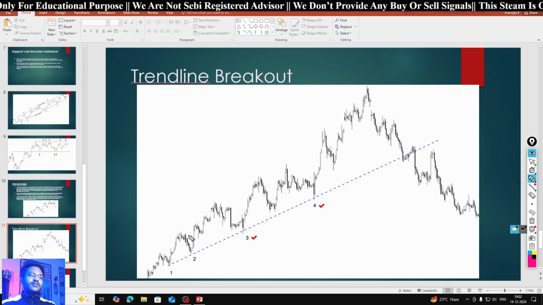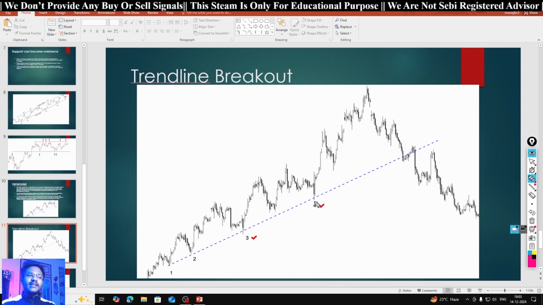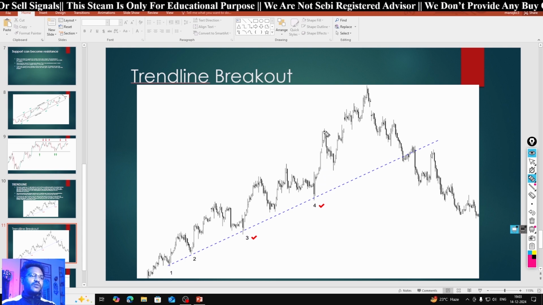So you could see here, after 1, 2, and 3 touch points, this 4th touch point gave me an idea that once it reaches this location, we could see a bounce back. Either it has to bounce or it has to break. So once I get a proper entry signal out here, I would immediately enter into the market and book this profit. That is how we make money in the market.